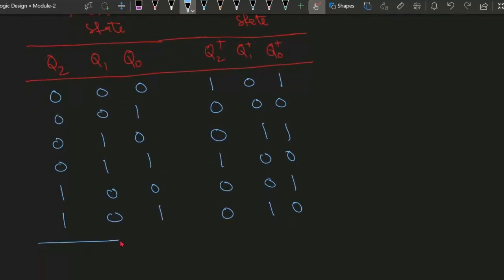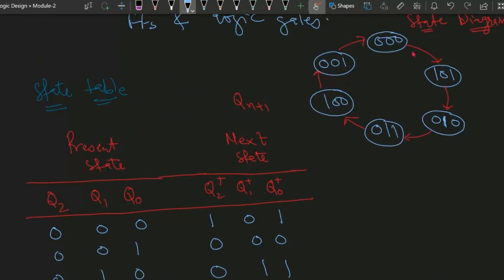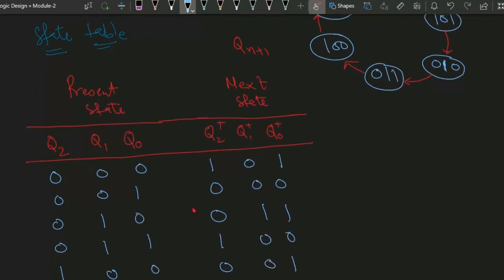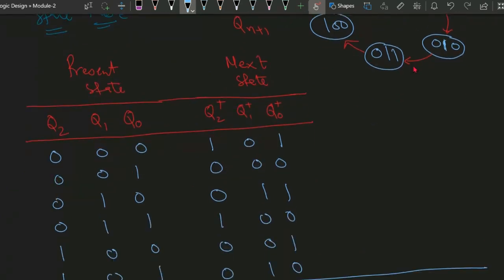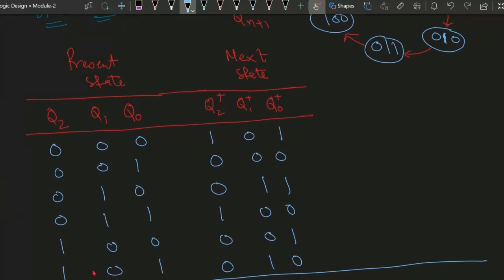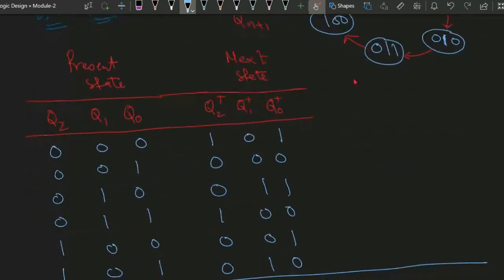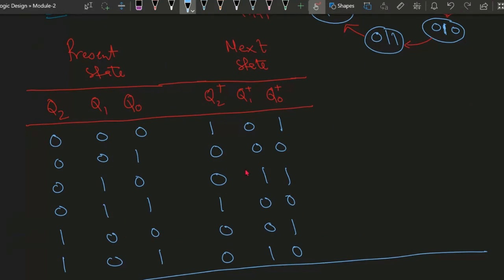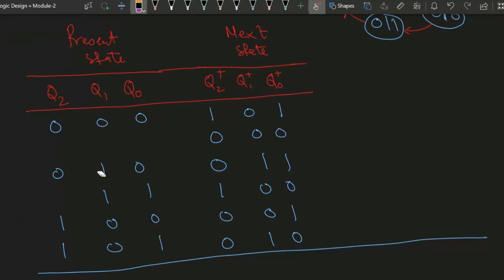So I hope you are getting this. Either we can write likewise, or we can have this order also. We can write the first is 0, it is going to 5. Then 5, and after 5 it is going to 2. After 2 it is going to 3. After 3 it is going to 4. After 4 it is going to 1. After 1 it is going to 0. Likewise we can write, or we can write in this manner also. Both the ways are okay.